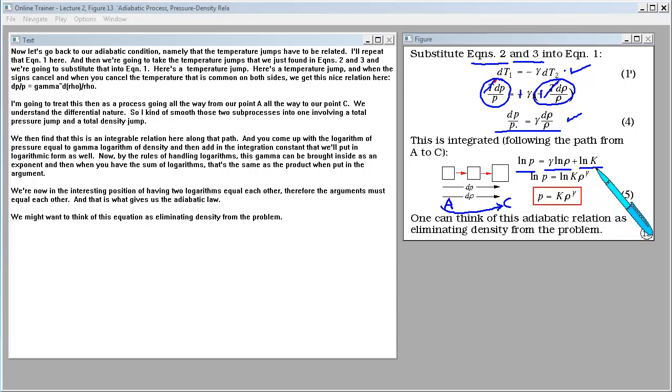We're now in the interesting position of having two logarithms equal each other. Therefore, the arguments must equal each other. And that is what gives us the adiabatic law here. We might want to think of this equation as eliminating density from the problem.